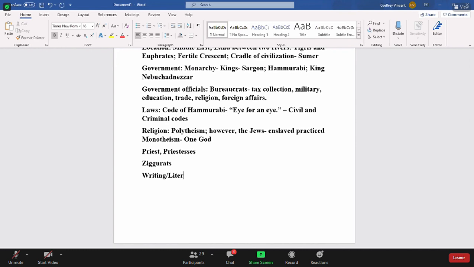Let's look at writing and literature. What was their writing called? Who administered cuneiform? Who was responsible for the cuneiform? Scribes. Scribes, all right. What did they do with cuneiform? They documented what? They documented births, deaths, the census, trade, history.